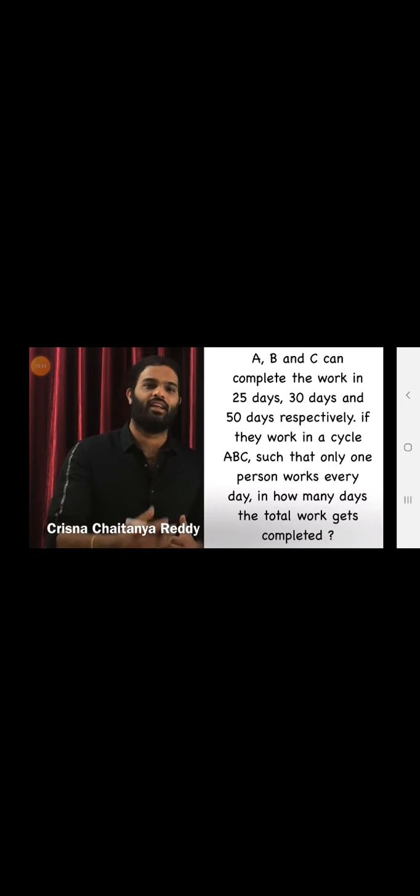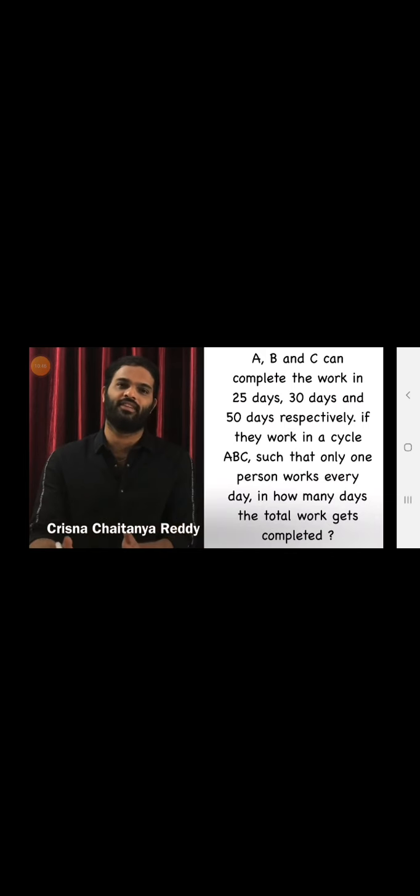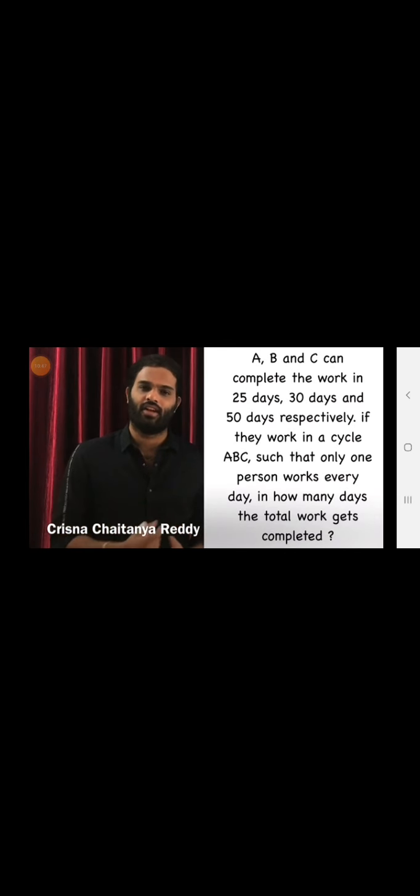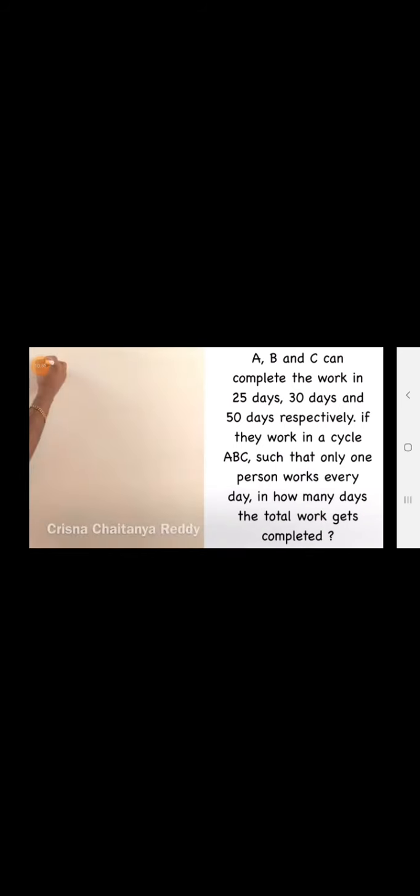A first day, B second day, C third day. A fourth day, B fifth day, C sixth day. In such a way they are working. So now we have to understand in how many days the work gets completed. And the cycle given here is A, B, C. So you have to pay your attention now. He said A can complete the work in 25 days, B can complete the work in 30 days, C can complete the work in 50 days.